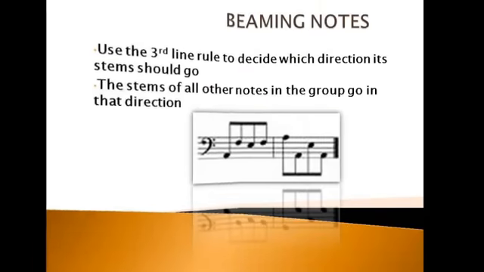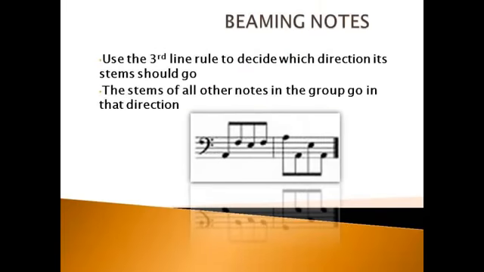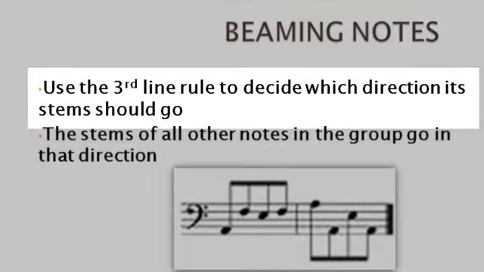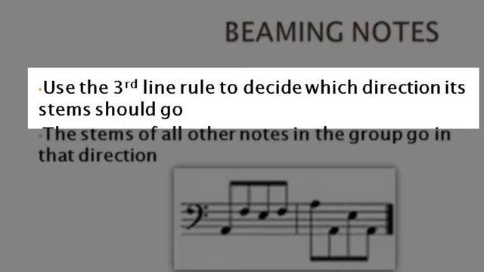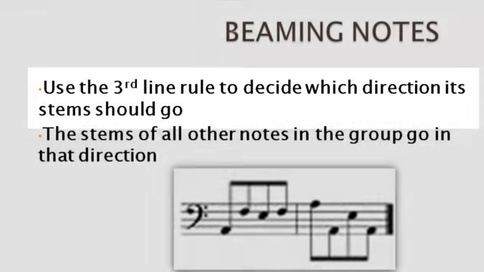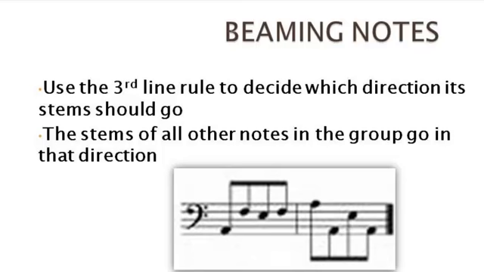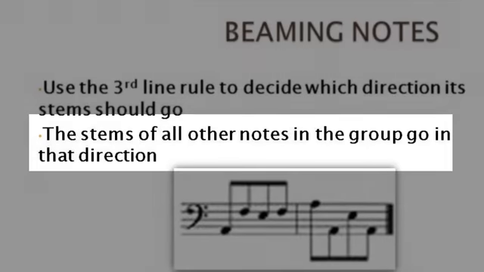When you're beaming notes together, there's a specific rule that you can use that's going to make it much easier. What you're going to do is use the third line rule to decide which direction the stems are going to go. When you look at all of the notes that are beamed together, find the one that's furthest away. Whatever the rule is for that note is going to apply for all of the notes that you're beaming together.